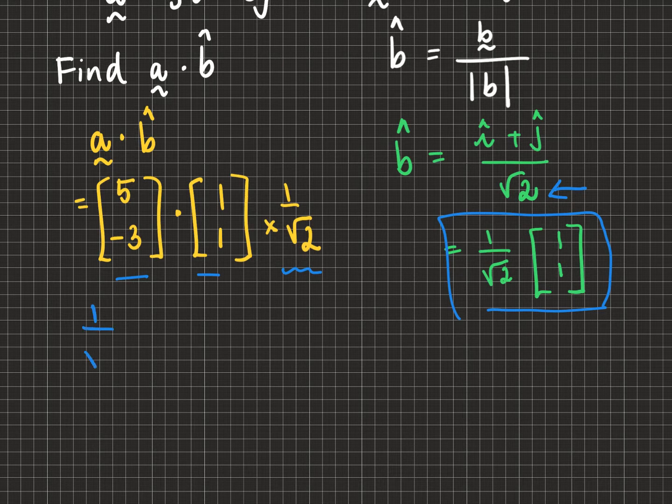Next, I'm just going to move it over here. Now I'm going to do the dot product. 5 times 1 plus negative 3 times 1.